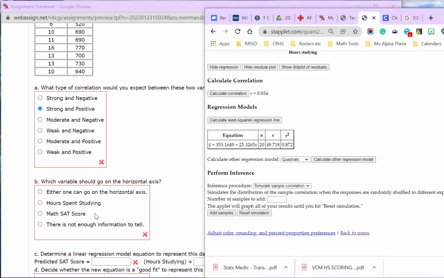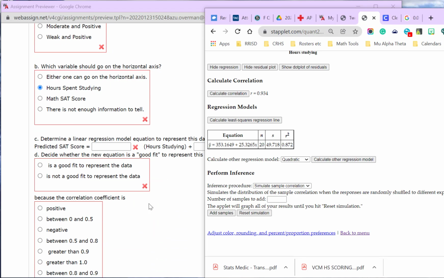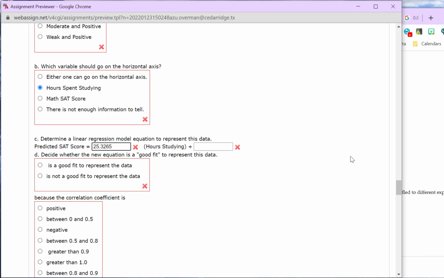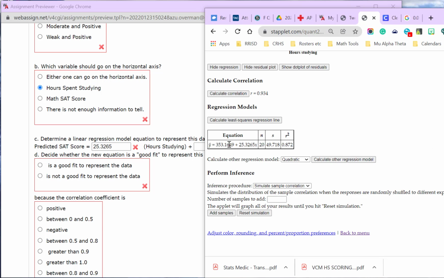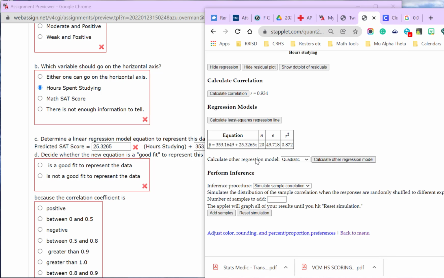So which variable should go on the horizontal axis? We already said hours spent studying, and then I knew I needed it for this. So my predicted SAT score is times hours studying, so this is the slope. I'm going to want this number right here. I'm doing Control-C, Control-V to paste it. Nice shortcut, no reason to have a typo from a control paste. Now, by the way, if there was a negative in here, make sure you capture that too. So always look in front. If this had said minus right there, you need to capture that negative.